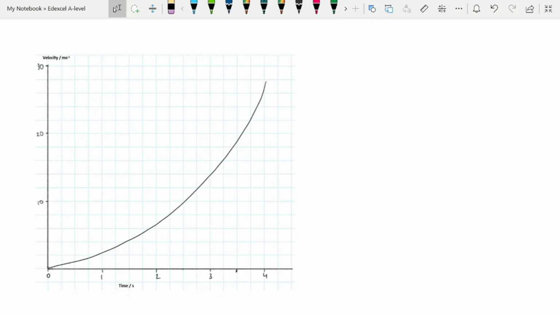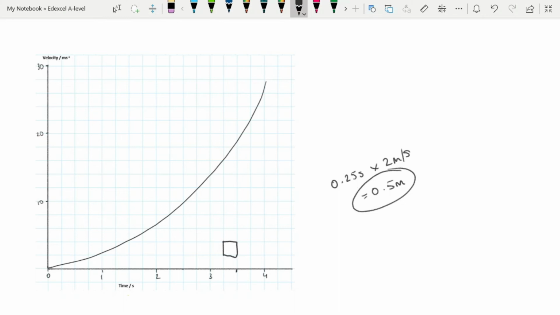What you need to be able to do is find out how many of these small squares there are underneath this curve. If you find the area of each of the squares, and here the area would be 0.25 seconds times 2 meters per second, giving you an area of 0.5 meters. Then you're figuring out how many of these squares and multiplying it by 0.5 meters.